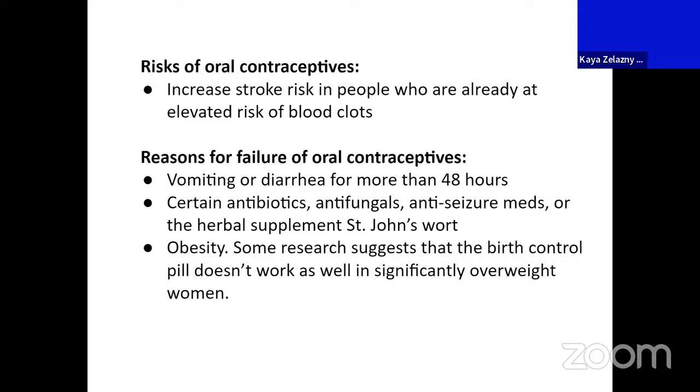So one thing is that the typical combined pill can increase stroke risk. Not really a problem if you're a typical person who doesn't have any clotting issues, doesn't have any increased risk of clots. But this is something where you'd want to ask a patient about their family history, because if you're already at an elevated risk of stroke because of blood clotting disorders in your family, then this might not be the best contraceptive for your patient because of that increased risk.